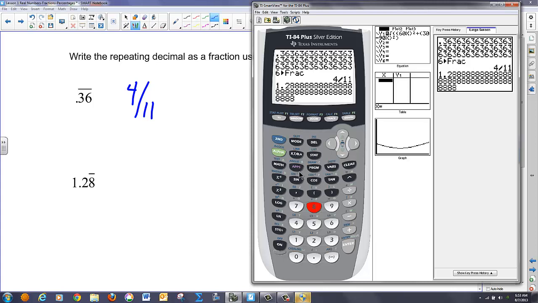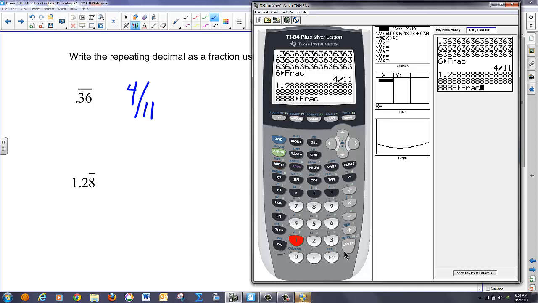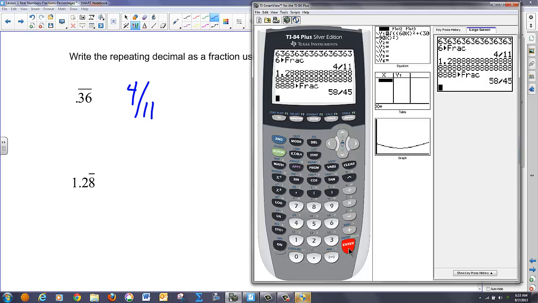And then once I have that, I want to convert it. So once again, I'll go second. Sorry, I won't go second. I'll go math. Get rid of the second. That's not what I wanted. Just go math, frac, and then ask it to convert it, and it gives me 58/45.